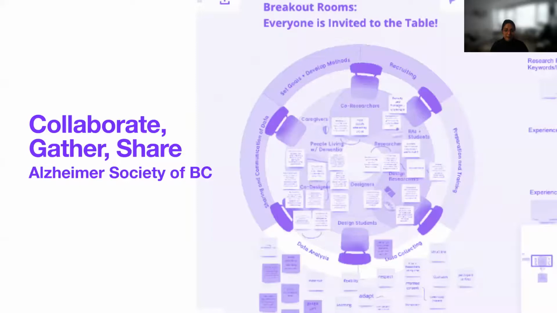So now I will share a project that feels closer to co-design from the beginning to the end of the project. This project is called the Collaborate, Gather, Share project, and it started in October 2020 in collaboration with the Alzheimer's Society of BC. The goal of the project was to make dementia research more dementia friendly. We started the project with no pre-existing assumptions, without any set guidelines or types of interventions that we would develop. Instead, we set priorities in collaboration with researchers, people living with dementia, and care partners, to envision ways that we can achieve dementia-friendly research.